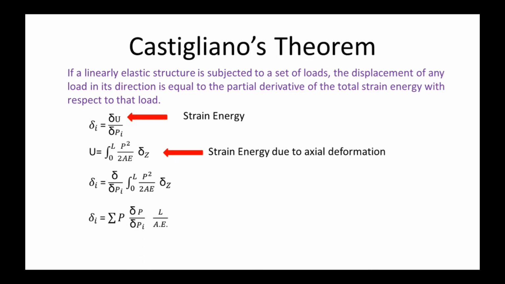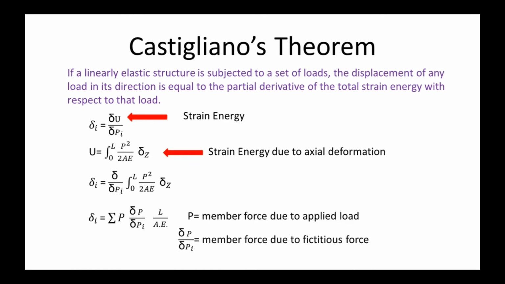Now derivation of this equation, but that is partially, because we have to differentiate this equation partially with respect to Pi. So the final result is delta i is equal to summation P into del P by del Pi into L by AE. Here P is the member forces due to the applied loads and del P by del Pi is the member forces due to the fictitious force.